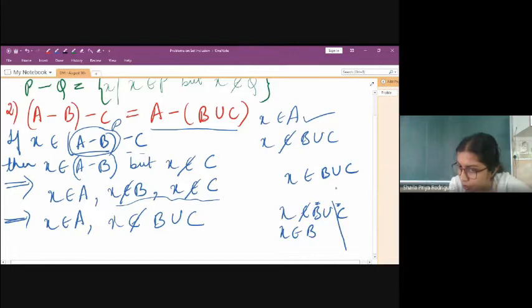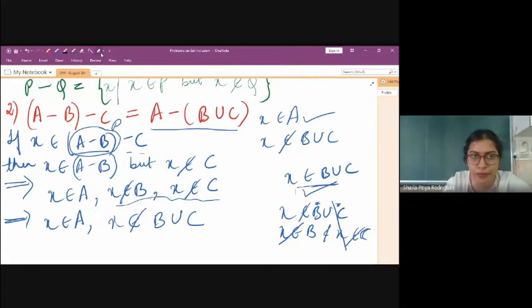So if X is not a part of B union C, it means that X is not a part of B and X is not a part of C as well. Because if X is in any one of these sets, then X will be a part of B union C. Okay, so that is the logic. If you have any question, you ask right away. Can I go ahead with this?